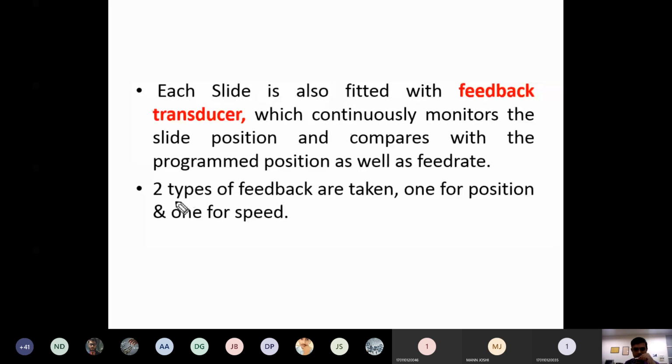So two types of feedback are taken, one is position and one is speed. I have already discussed the two types of feedback. The position feedback we get from the encoder, and the speed feedback we get from the tachometer. So that we will learn in detail, how you get the feedback. I'll discuss in detail the feedback devices, and the different types of encoders that we have learned.